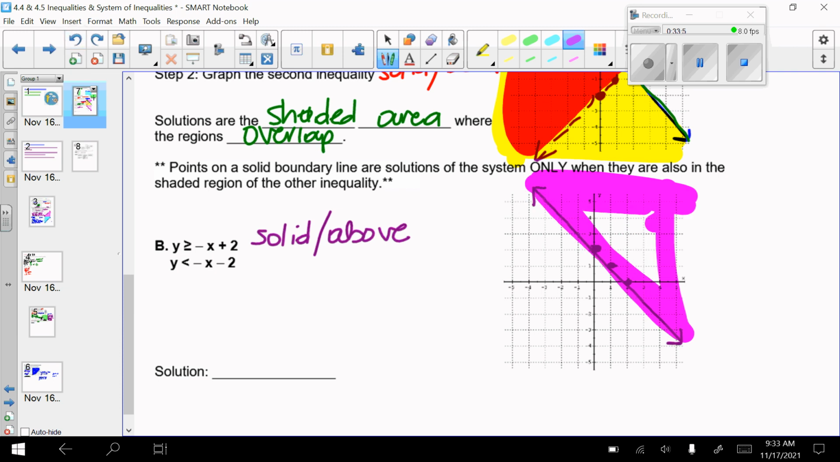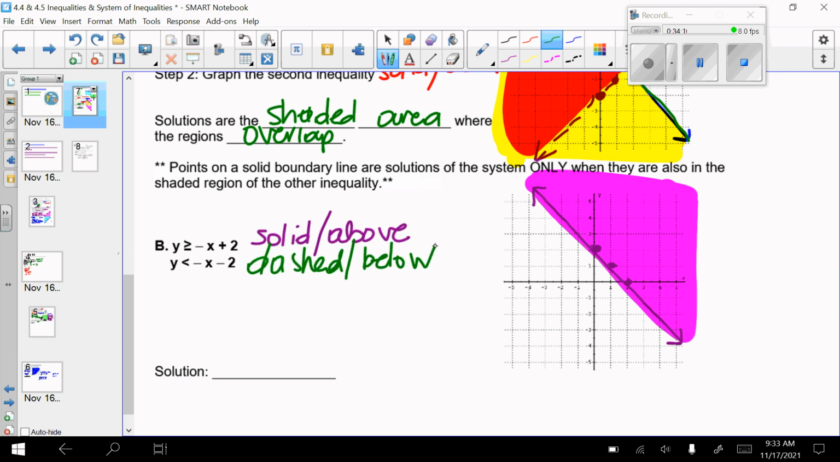Are we ever going to have one where it doesn't overlap? And then what's the second inequality? Is it going to be a solid or dashed line? Am I going to shade above or below? Good, because it's less than. And so what's my y-intercept of that one? Perfect. My slope's what? Down 1, right 1, down 1, right 1, and so on. So it's going to look like this.